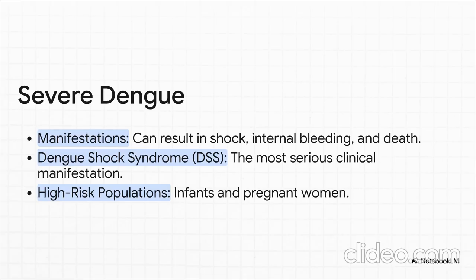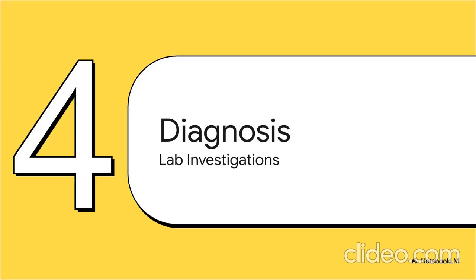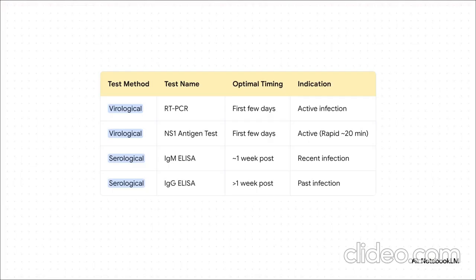All right, so a patient comes in. They have these symptoms. How do you actually confirm your diagnosis? Let's talk about investigations and diagnosis. Your diagnostic strategy for dengue really depends on timing. If a patient comes in during the first few days of the illness, you're on the hunt for the virus itself. For that, your go-to virological tests are RT-PCR, or for a much faster answer, the NS1 antigen test. That one can give you a result in around 20 minutes, which is a game changer.